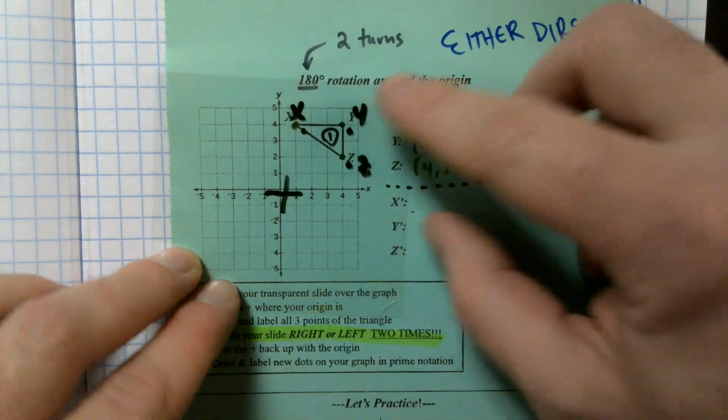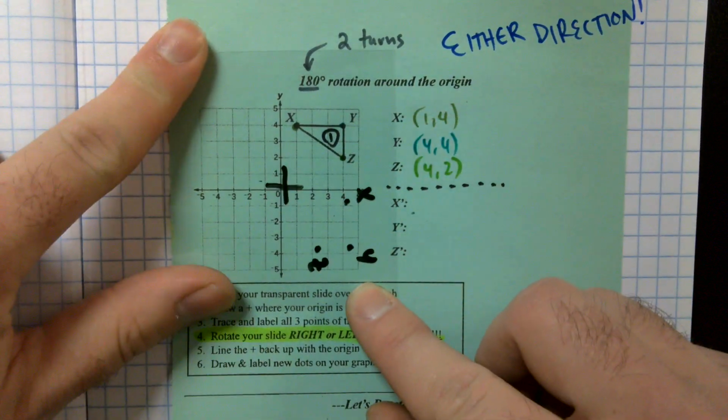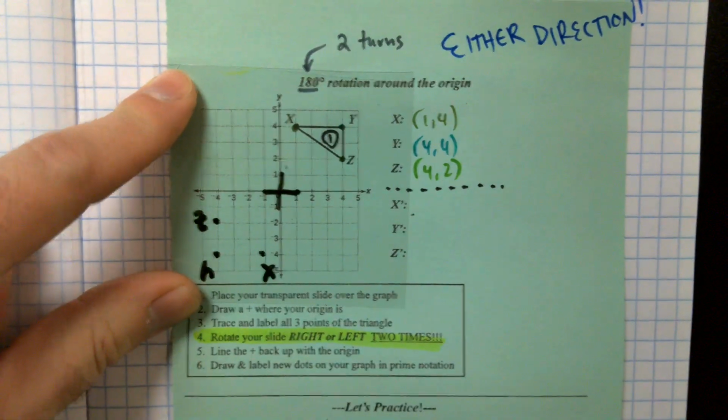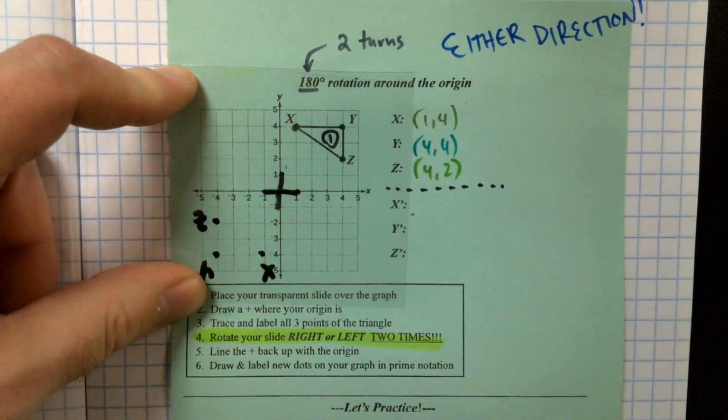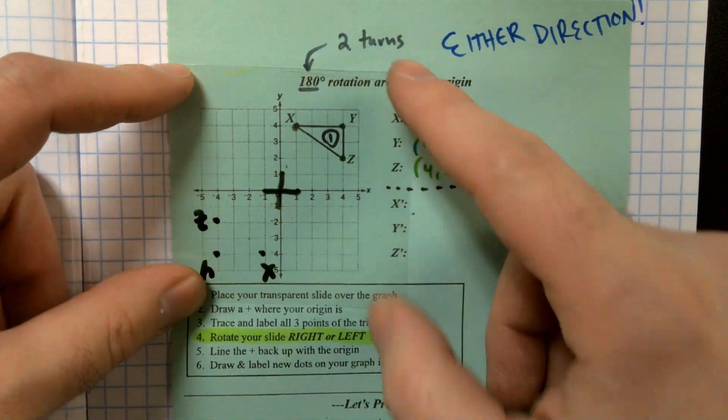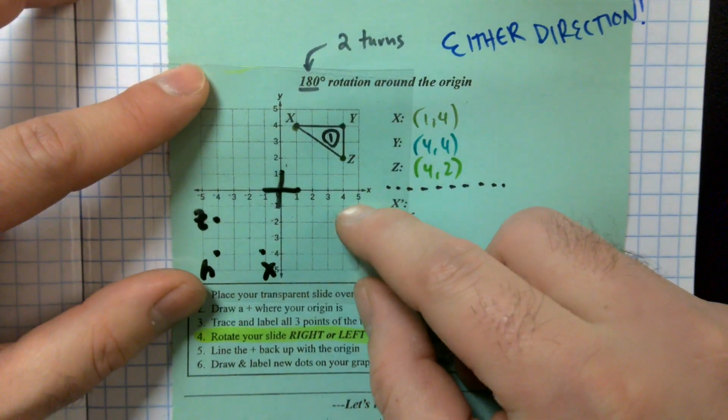Let's go back to the beginning. What if I did 2 turns to the right? Ooh, you're gonna end up in 3. 1 turn to the right, 2 turns to the right. Am I still in quadrant 3? Yes. So with 180, my direction does not matter. As long as I turn it twice, I'm going to end up in the same spot. So I end up right here.